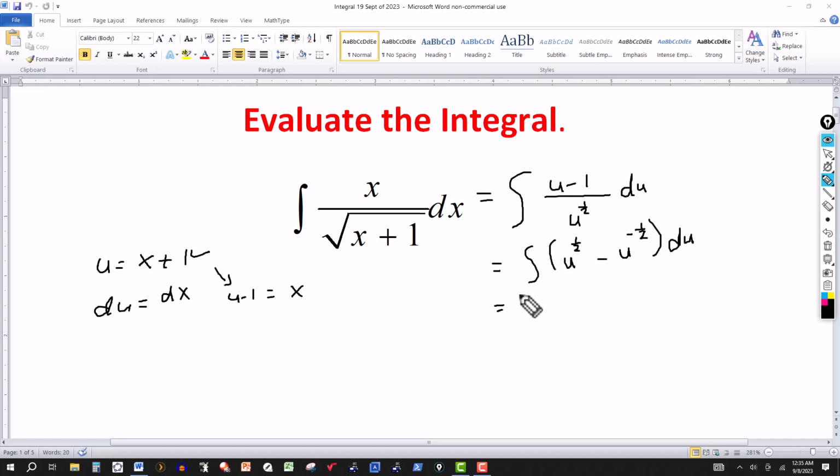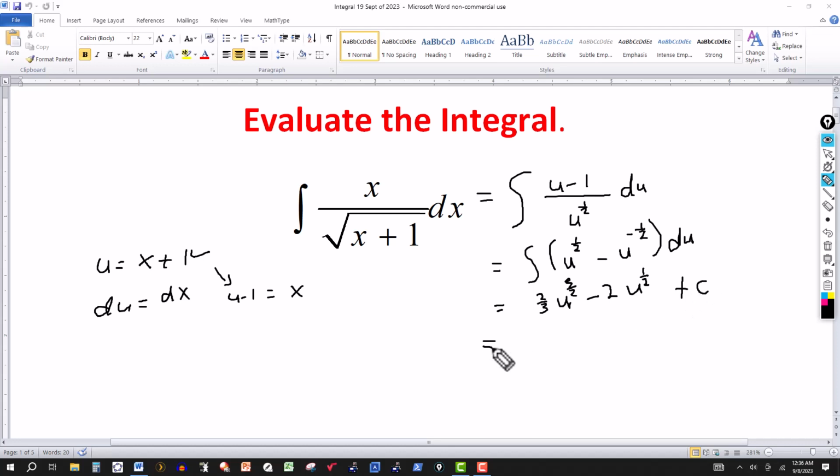Very basic integration here. We have u to the 1/2, so we add 1 to that. That gives me u to the 3/2, and then divide the coefficient 1 by 3/2, this will give me 2/3. And the next one, add 1 to the minus 1/2 will give me 1/2. And then divide the coefficient negative 1 by 1/2, this will give me minus 2. And then I've got the constant of integration here.